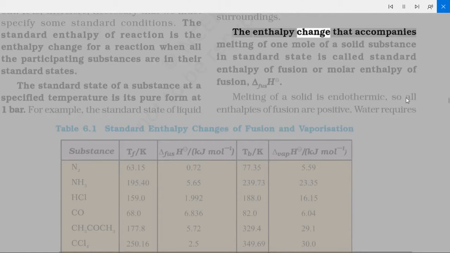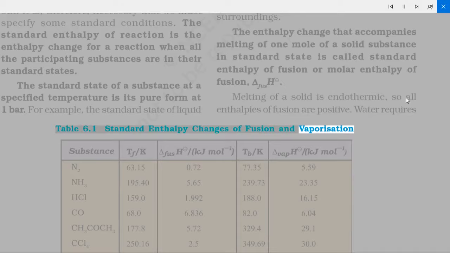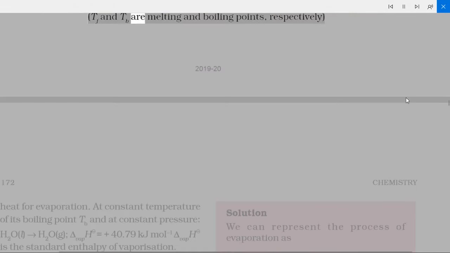The enthalpy change that accompanies melting of 1 mole of a solid substance in standard state is called standard enthalpy of fusion or molar enthalpy of fusion, ΔfusH⊖. Melting of a solid is endothermic, so all enthalpies of fusion are positive. Table 6.1: standard enthalpy changes of fusion and vaporization. Tf and Tb are melting and boiling points, respectively.